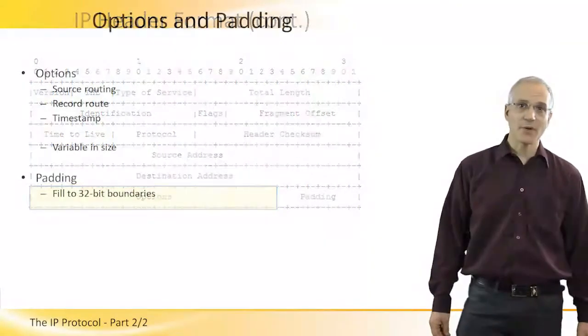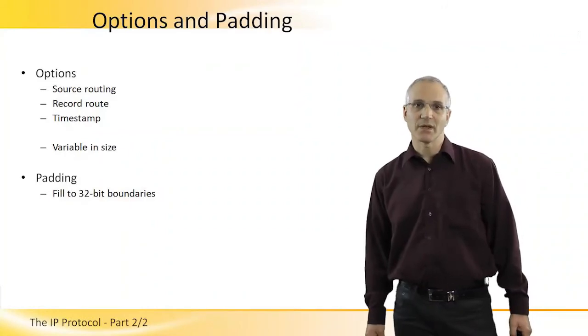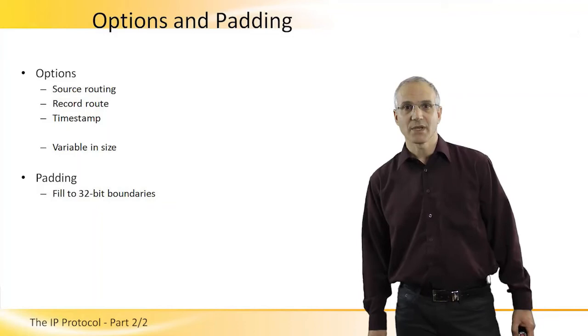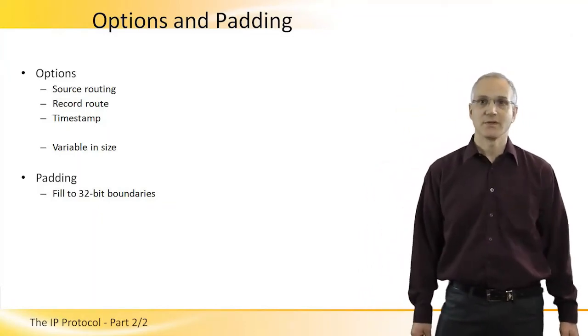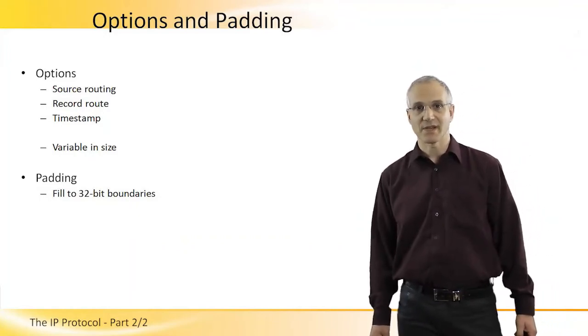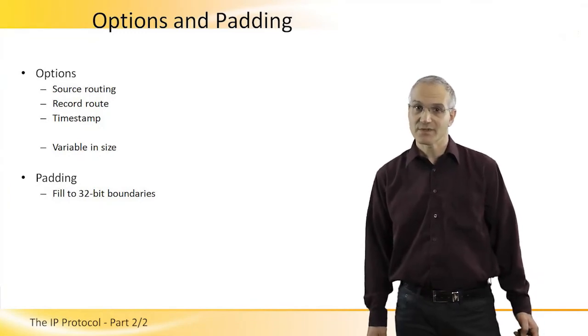A few words about the option fields. There are several options. The most common one to be used is source routing. It can be either strict or loose. We can have the record route option. There, each supporting router can stamp its IP address in the header, so we can track the route that the packet actually traversed. And there's also a timestamp.